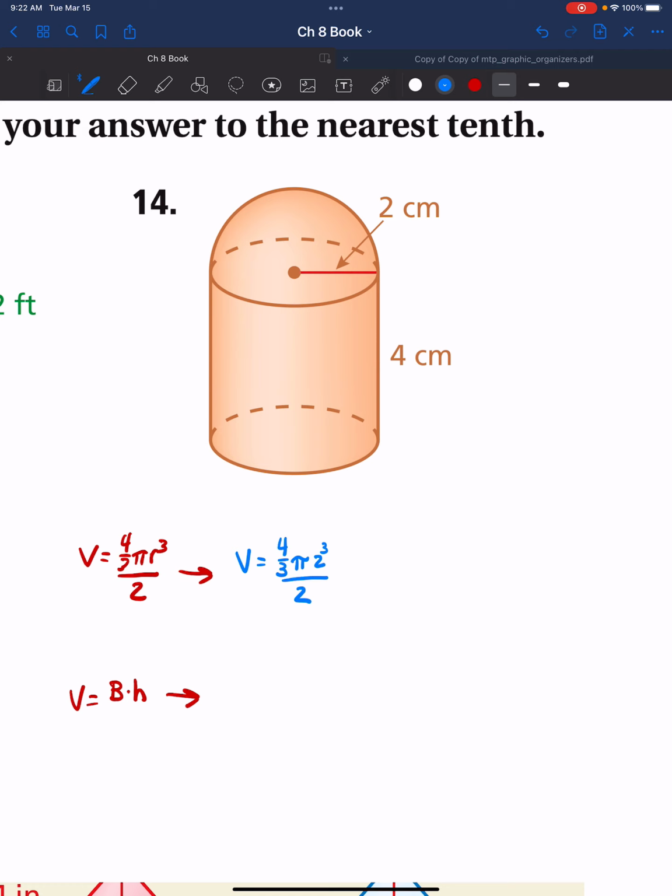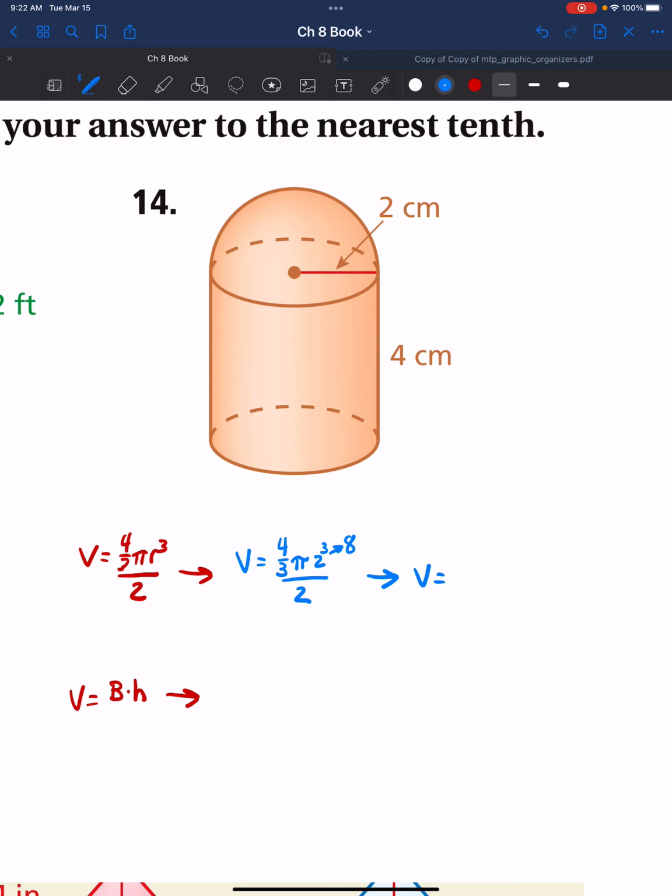So let's go ahead and just start solving. 2 times 2 is 4. 4 times 2 is 8. So I'm going to turn that now into an 8, okay? So I'm going to take in my calculator, 4 divided by 3 for 4/3, times that by pi, times that by 8, then divide it all by 2.